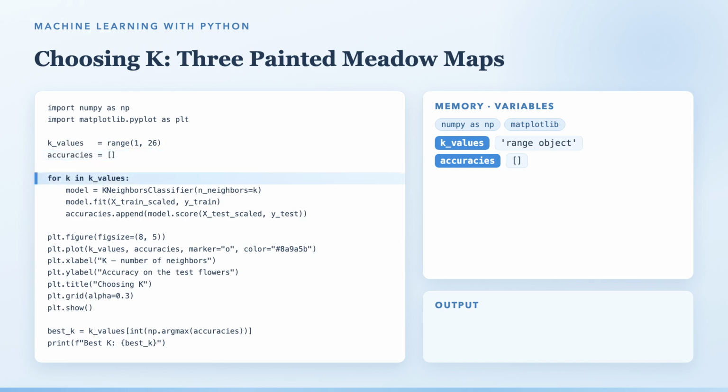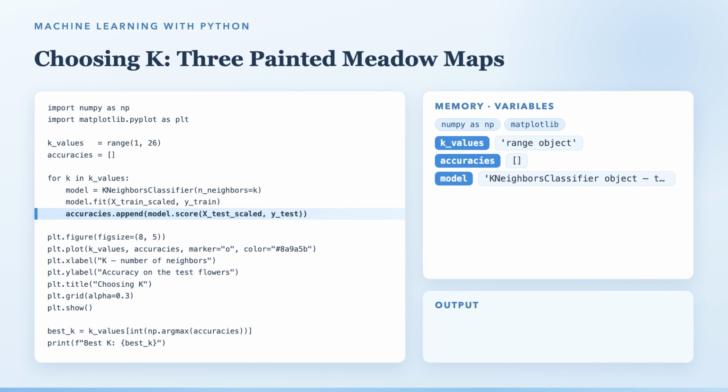With K equals 25, the opposite. Each flower asks a huge crowd, and the crowd's answer washes over everything. The gentle border between versicolor and virginica disappears entirely. The map is too smooth, too general, underfitting. And K equals 5. Just right. Smooth enough to forgive one strange flower. Attentive enough to honor a real boundary.